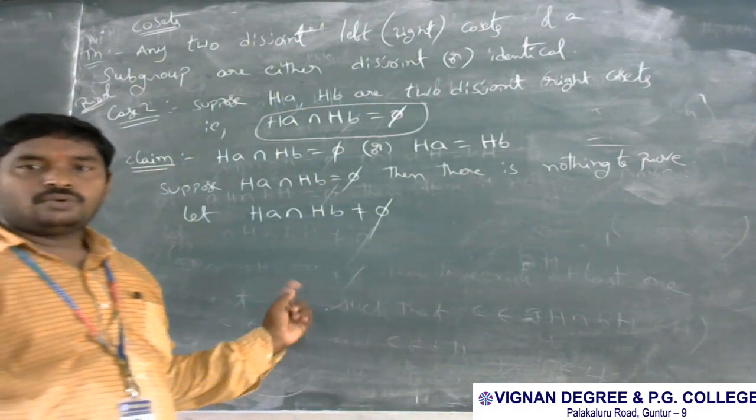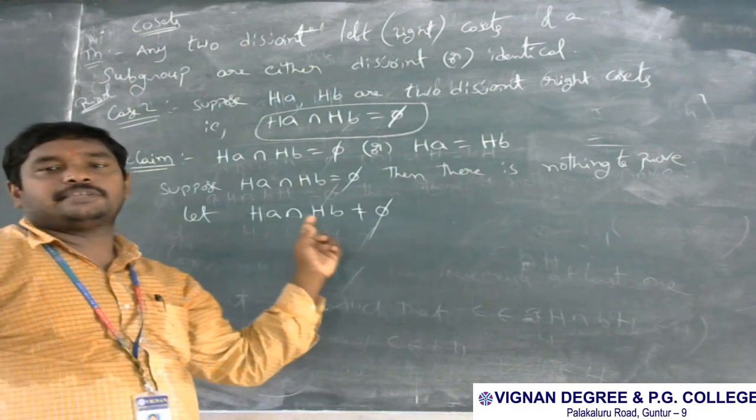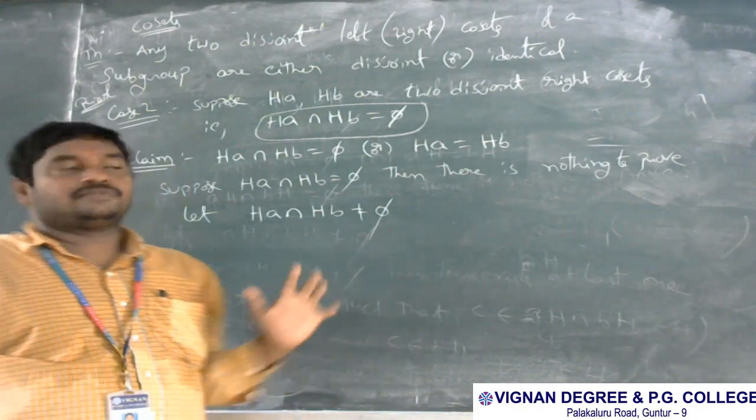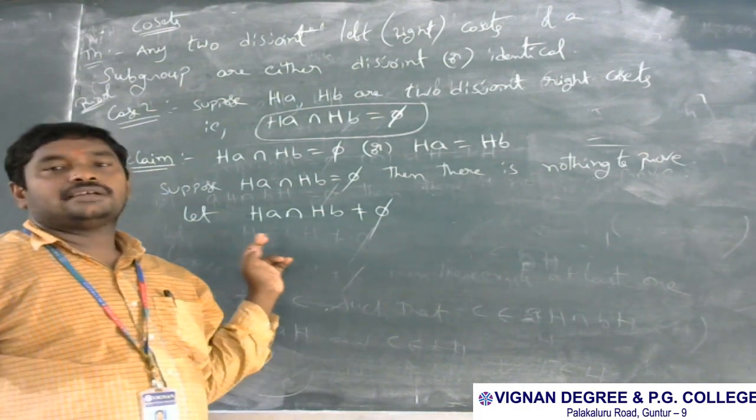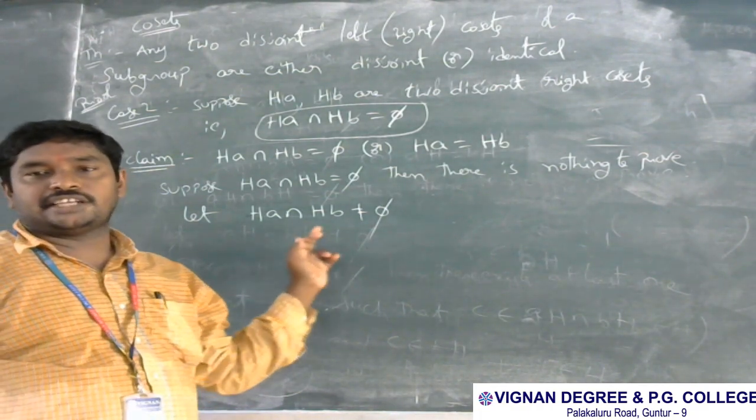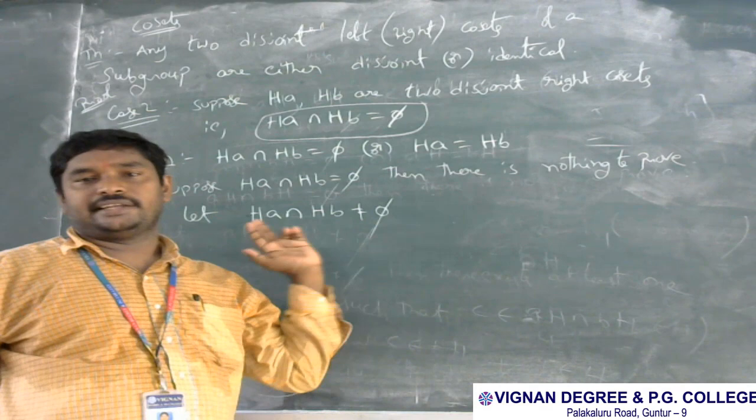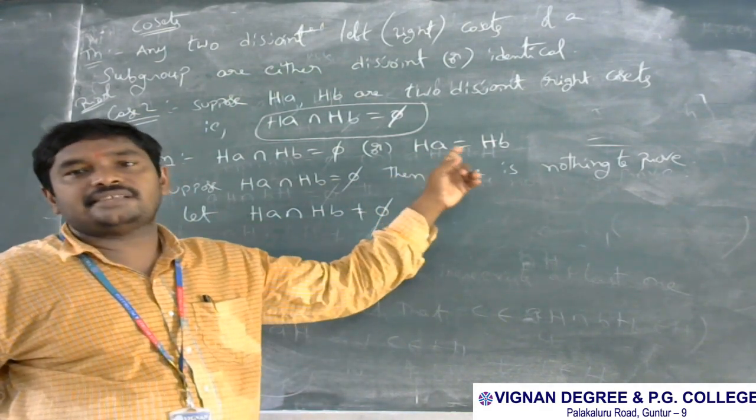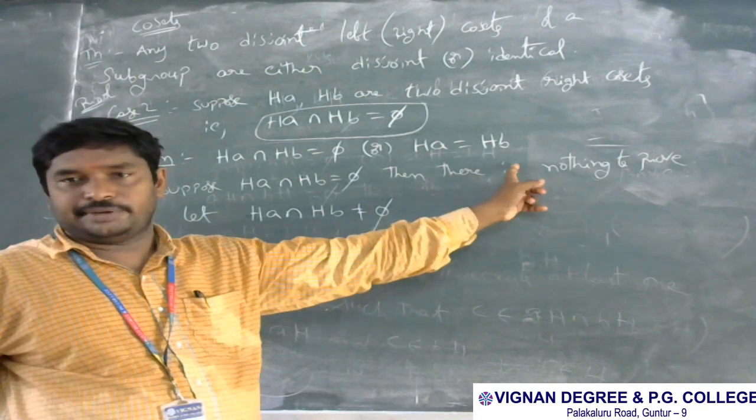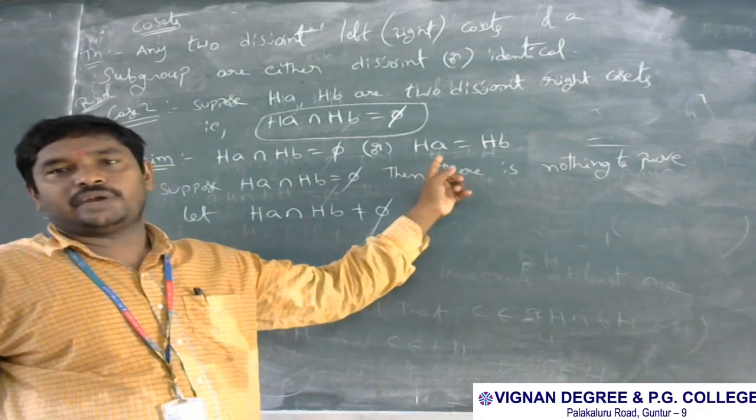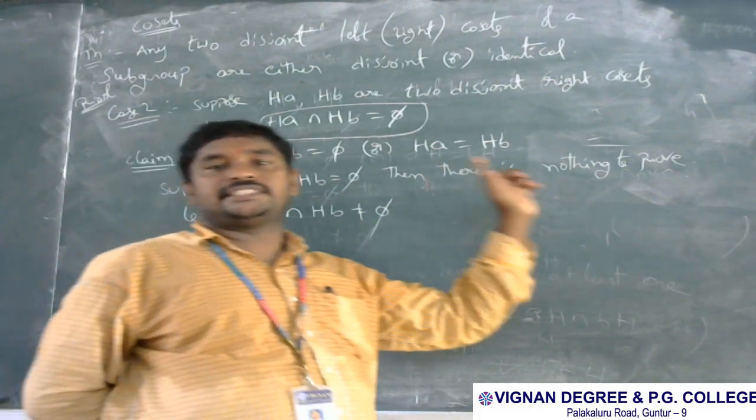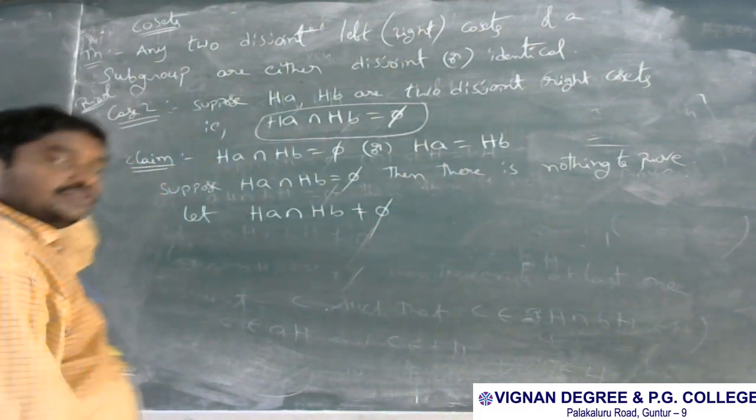So that is why we are taking Ha intersection Hb not equal to the empty set. This is the method of proving the conclusion, friends. We are only taking Ha intersection Hb is not equal to the empty set. Then we have to prove Ha is equal to Hb. How can we prove it? See once.